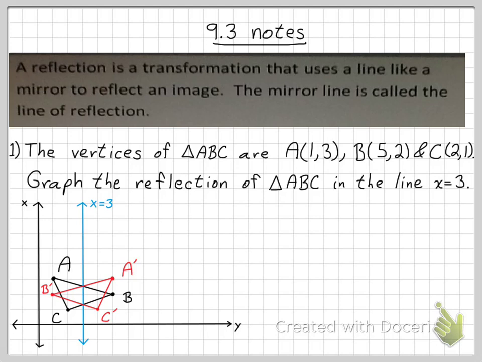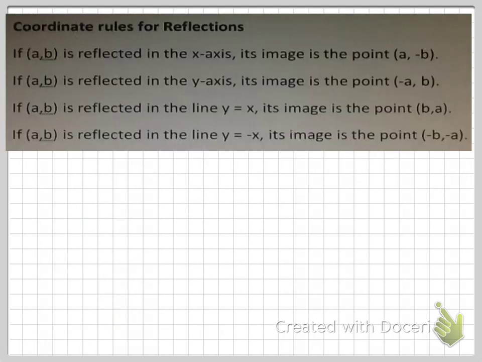So that's one way to calculate the reflection. You can merely count: if this is 2 to the left of the line of reflection, that must be 2 to the right. So that's one way to do it, by counting. There's also another way, okay? And you would want to write these down. You will be responsible for knowing these. These are the coordinate rules for reflections. You can also find reflections or perform reflections by using coordinate rules.